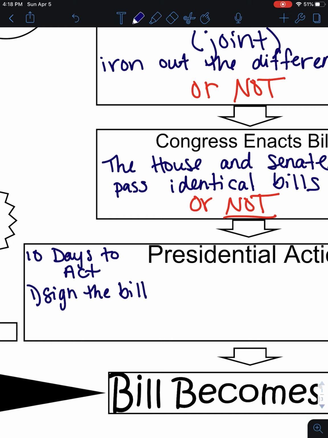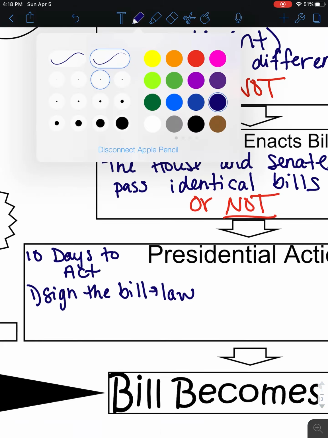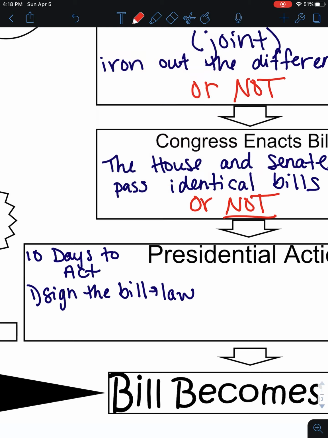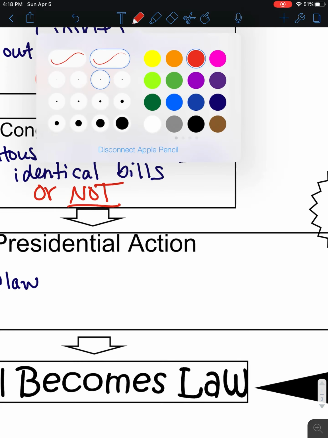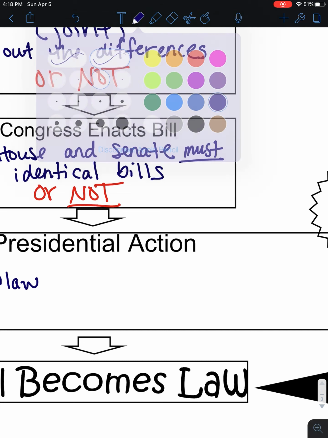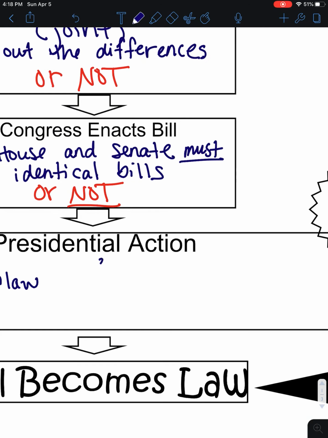Okay? So that could end the bill's journey right there. But the president could veto that bill, and that kills the bill. Okay? But there are two other options the president has. The president could decide not to sign it. So the president could do nothing.